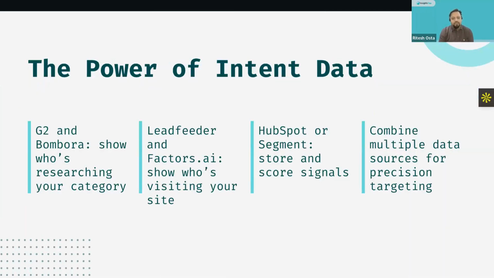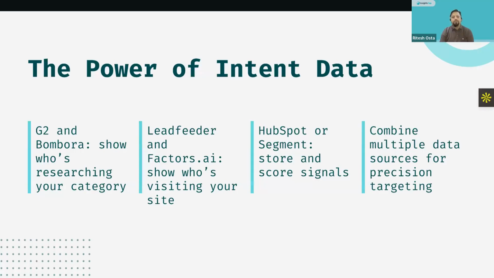There are various sources to find those intents. For example, G2, Bombora, all these platforms have native integration with Salesforce and HubSpot. So if somebody is visiting your profile on G2 and they have native integration with HubSpot, those companies and people can be matched and updated into your CRM or CDP, whatever you're using, or both. All right. So G2, Bombora, Software Suggest show who is researching your category.